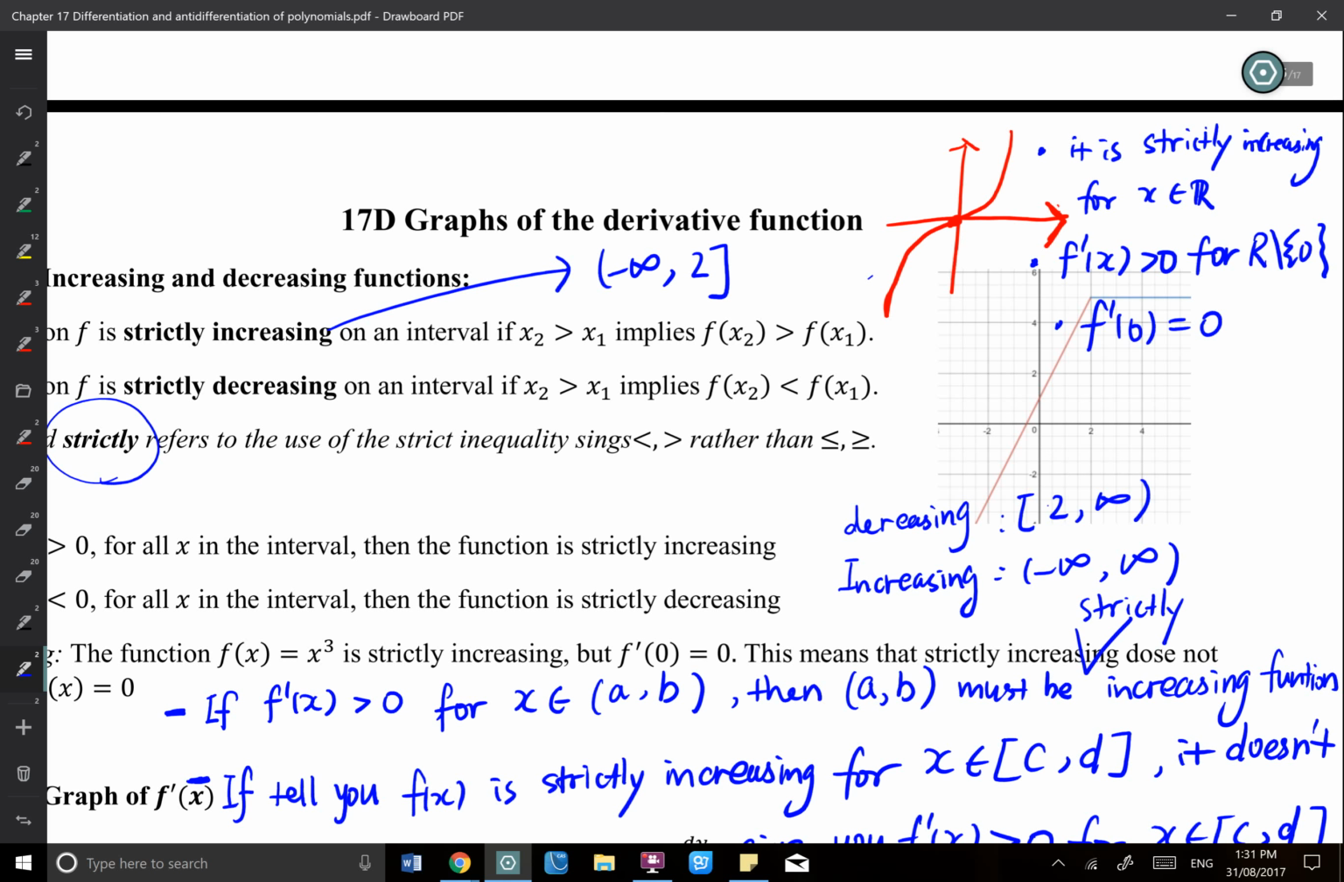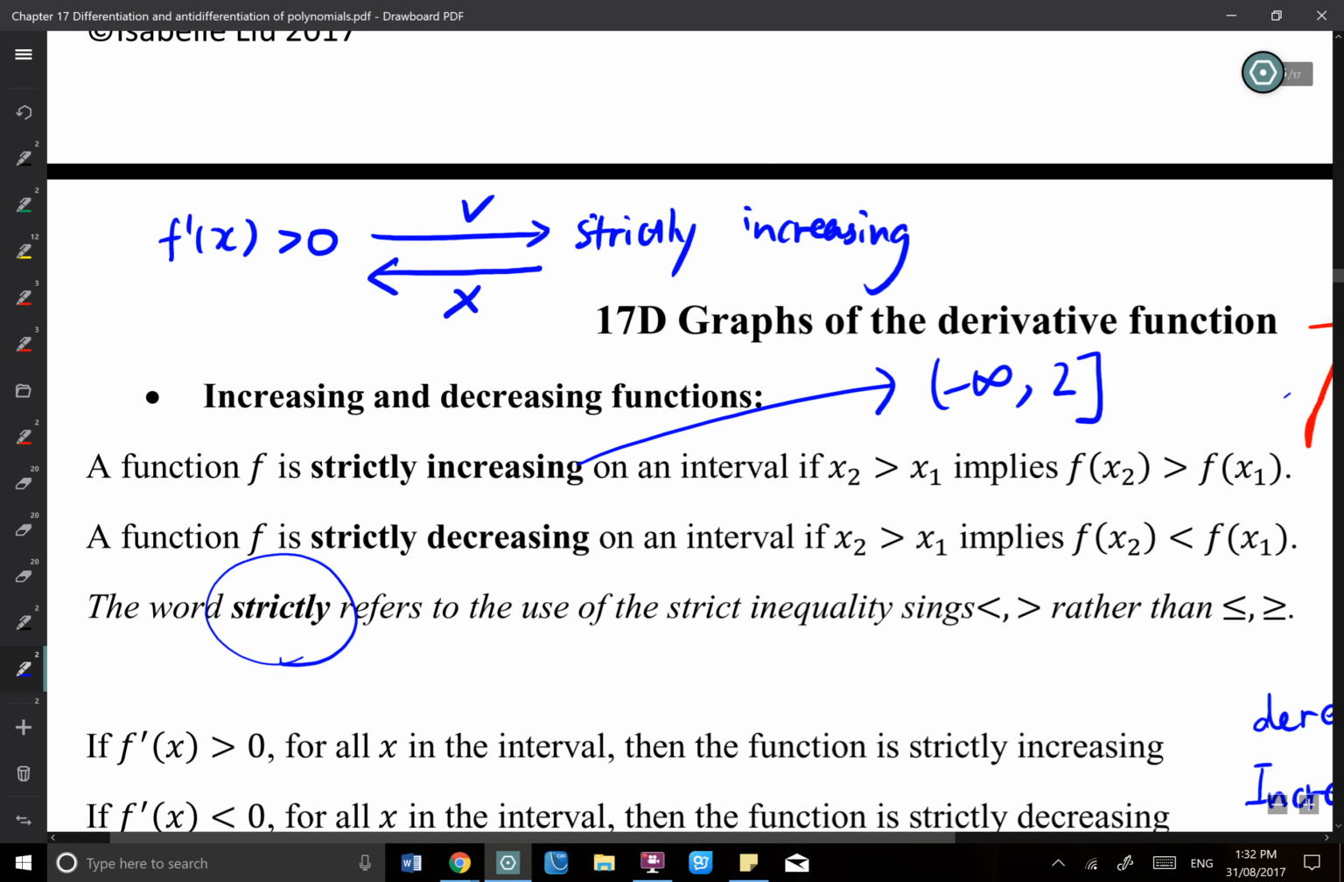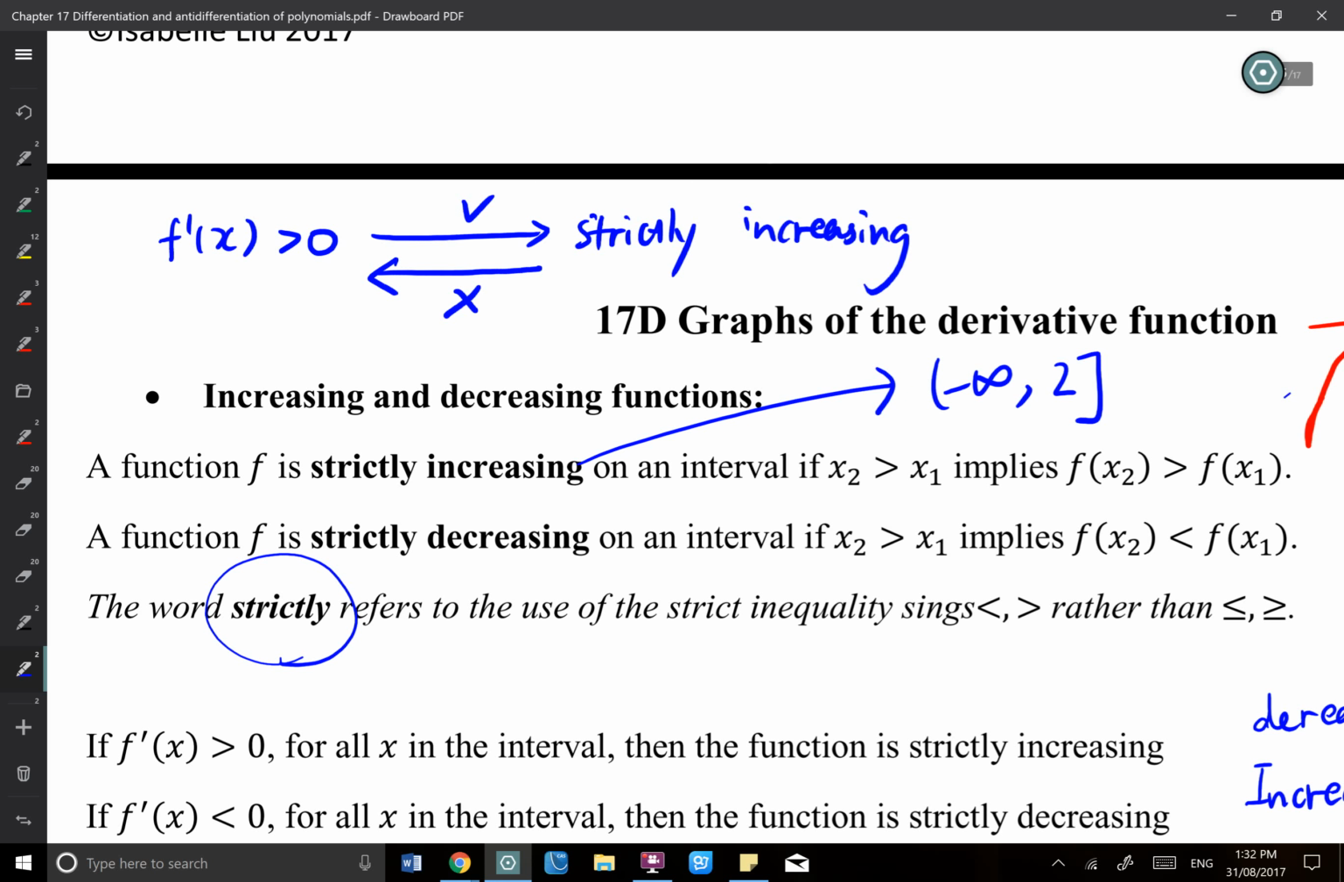F dash x greater than 0, and then strictly increasing. Okay, here to here, yes. Going back, no. Okay, it can go one way, can't go back the other way. If it's greater than 0, yes, it definitely is a strictly increasing function. But a strictly increasing function doesn't tell you that all the f dash x is greater than 0. Some of them can be 0. Okay, some of them can be just 0. An example is that one, the cubic one.